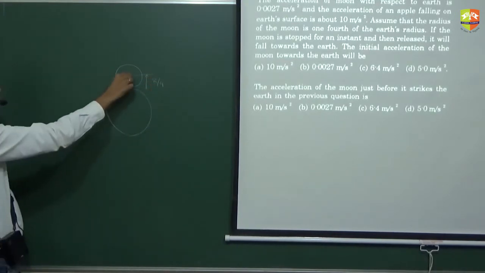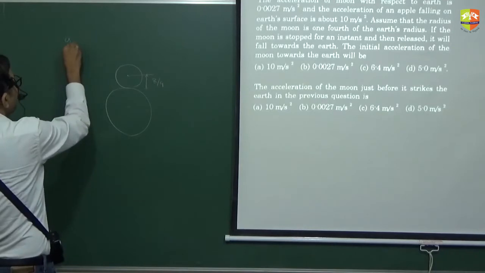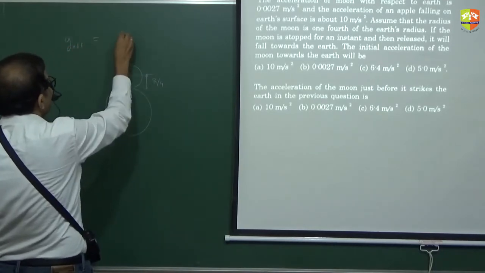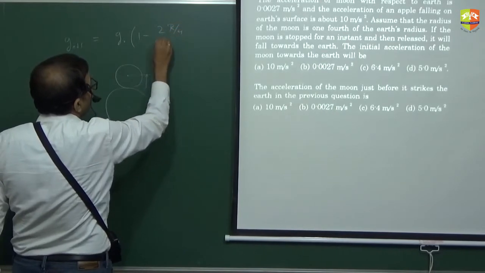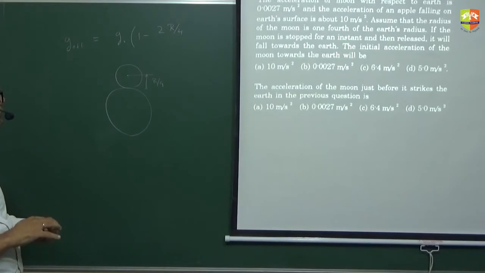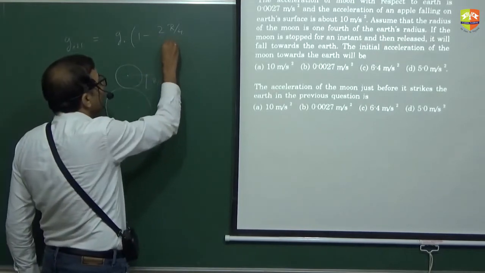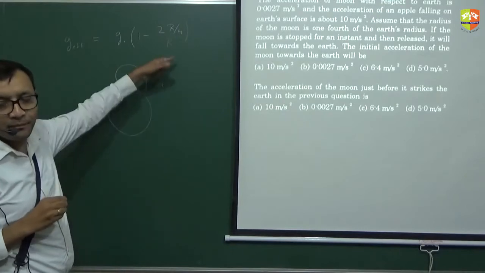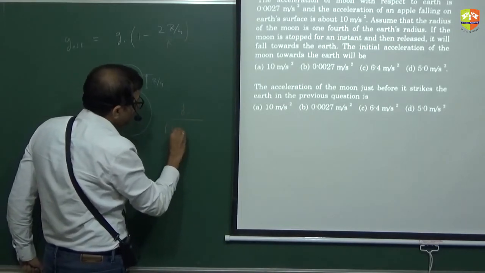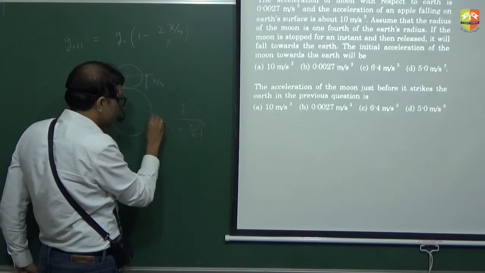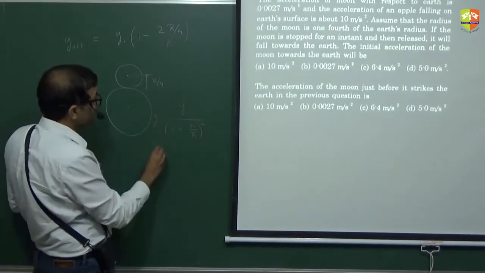So how much is the force on the moon right now? Mass times g effective. And g effective for the center of mass of the moon is g naught into 1 minus 2h by R. So 2h by R, if you use it, you get g naught by 2. But this is an approximate formula, isn't it? The exact formula is g naught divided by (1 plus h by R) whole square. So here you put h equal to R by 4 to get the exact value.